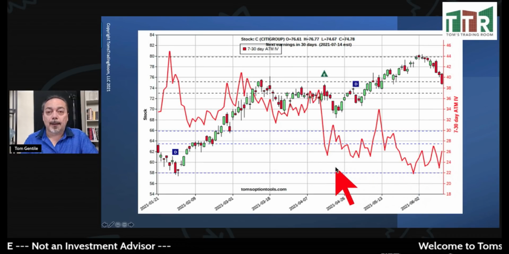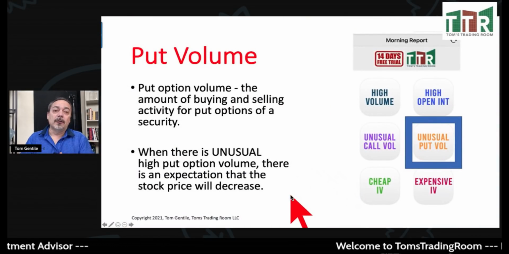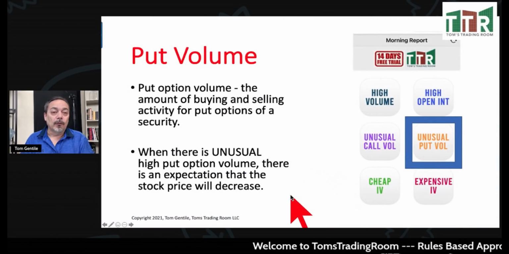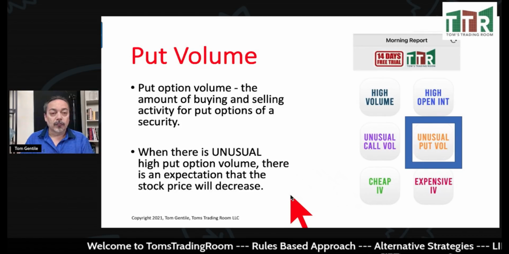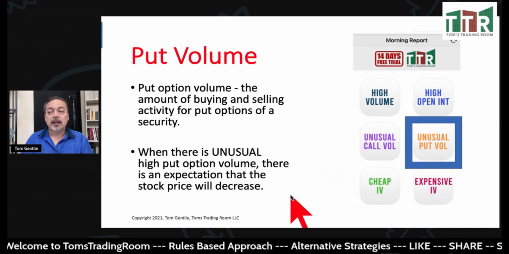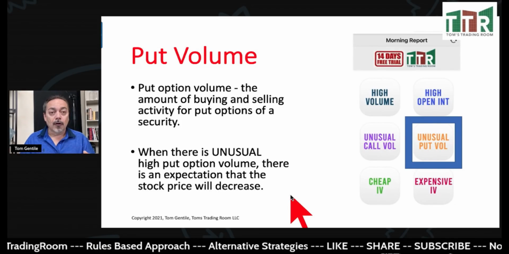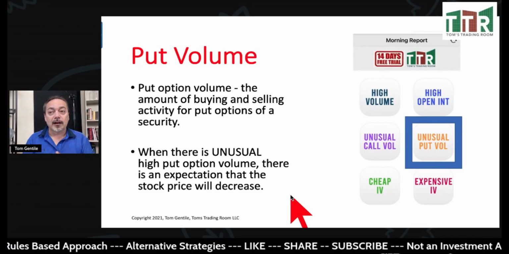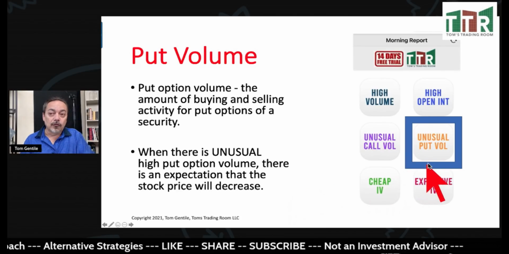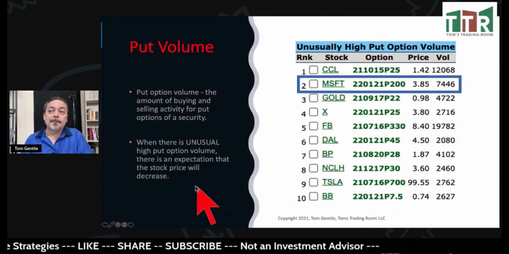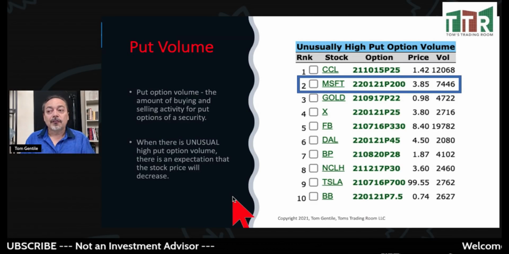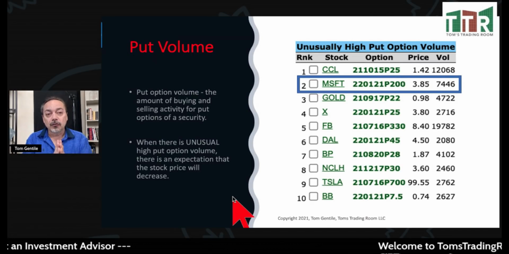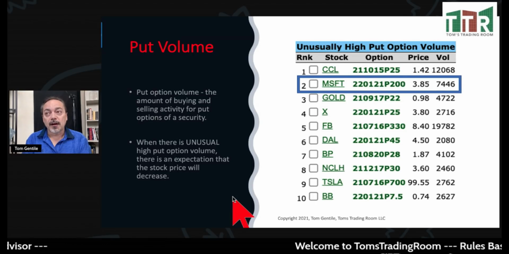Let's take a look at the put option volume. Put option volume is exactly the same, but with puts. Again, we're going to measure the amount of buying and selling to find that put option volume. And unusual options are those that trade much, much higher than their average. I'm going to use the unusual put button. When I click on that, it's going to give me the most recent top 10 most unusual put volume trades.